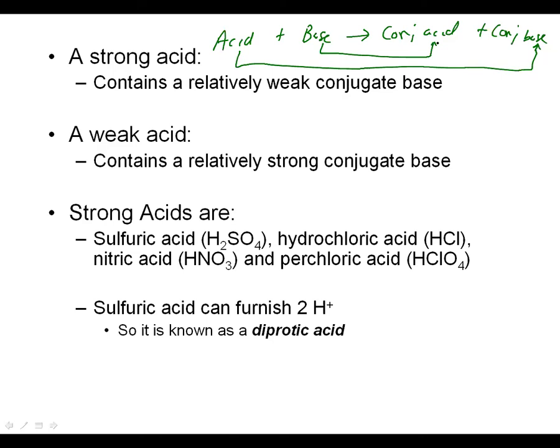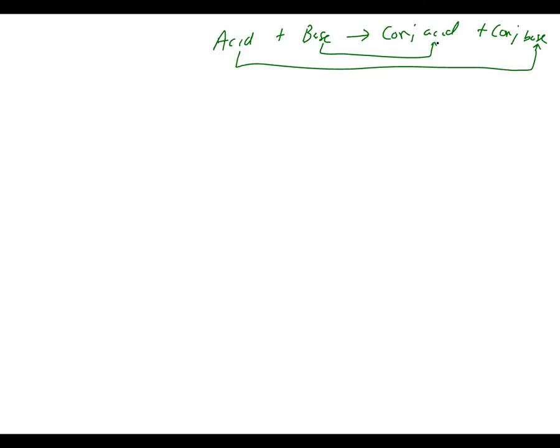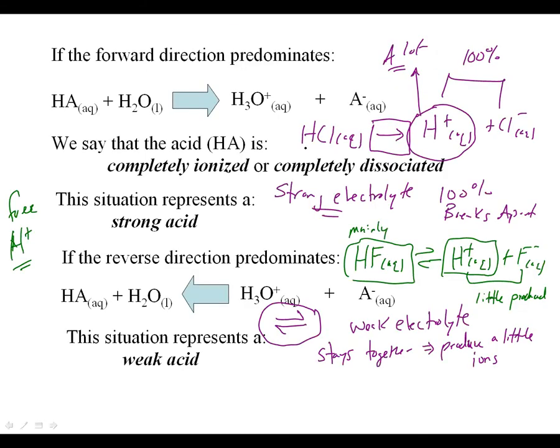Same thing with the base. If it's a strong base on the left-hand side, its partner, the conjugate acid, will be relatively weak. And if it's a weak base on the left-hand side, its partner, the conjugate acid on the right-hand side, will be relatively strong. So looking at what we have here, HCl is the acid, its conjugate base is Cl minus. HCl is a strong acid, which means the Cl minus is relatively weak.